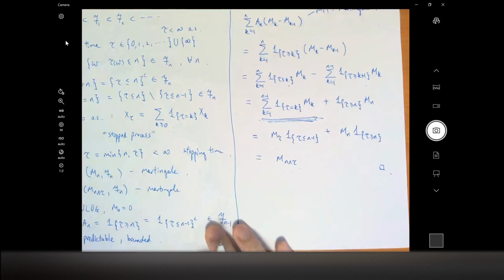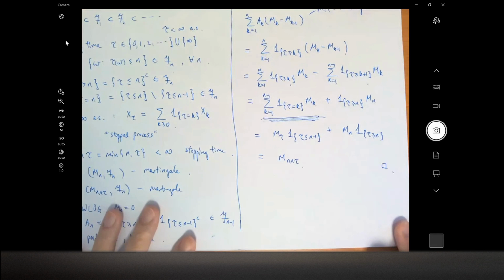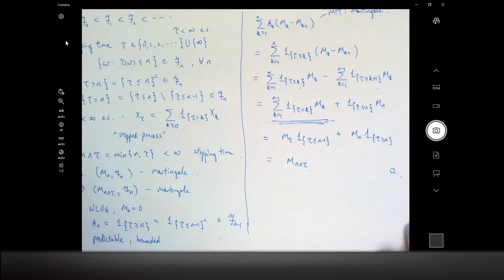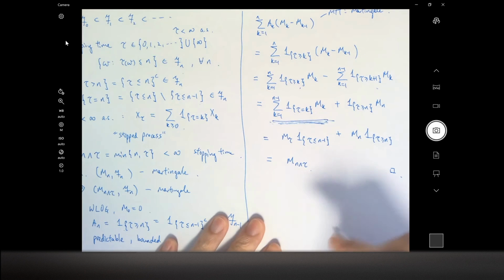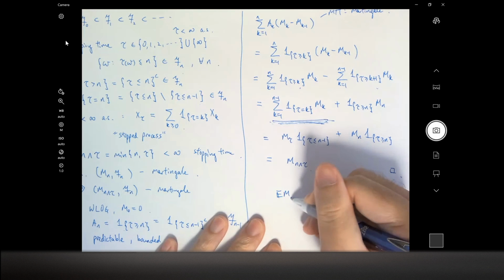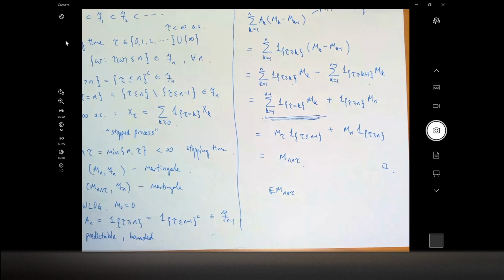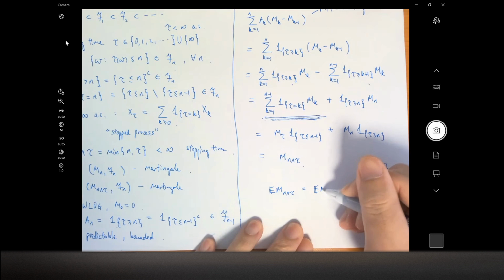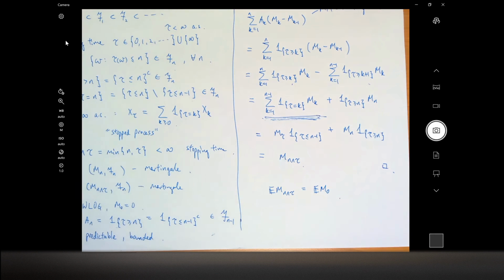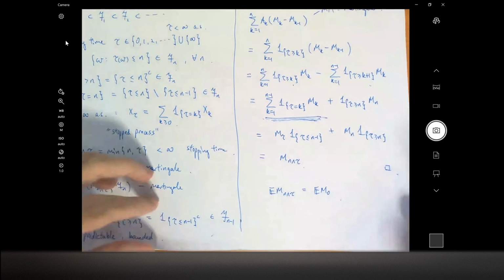Okay, any questions here? Right, so this being a martingale means that the expectation of m at minimum of n and tau will be just the expectation of the first term, m_0. Okay? So this is always true.